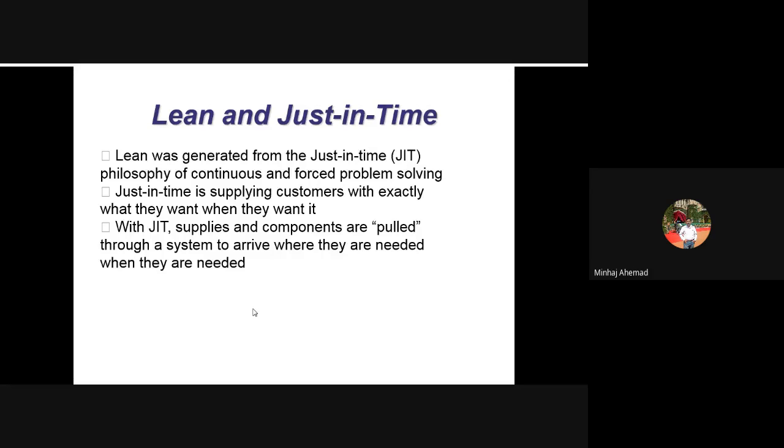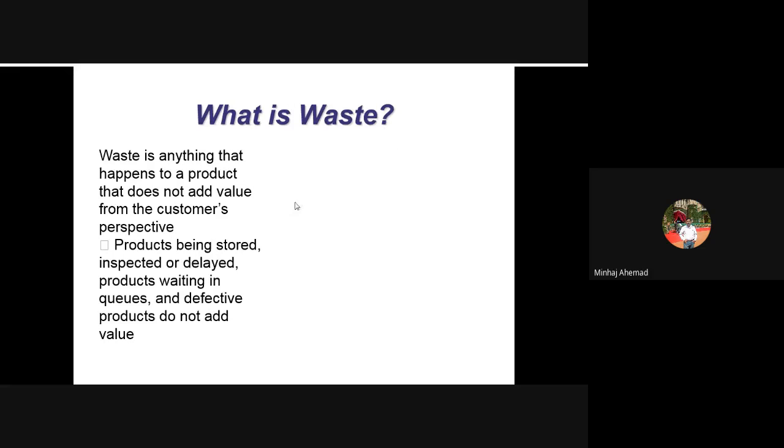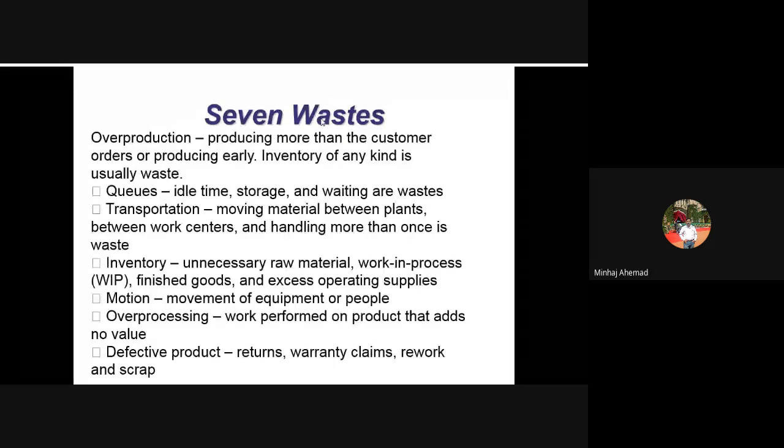Okay. Now this lean manufacturing is based on waste reduction. So what exactly is waste? Waste is anything that is not adding value to the customer product. Products being stored, inspected or delayed, products waiting in a queue, and defective products do not add value, so this is also termed as waste. Generally there are seven standard wastes: overproduction, queues, transportation, inventory, motion, overprocessing and defective products.